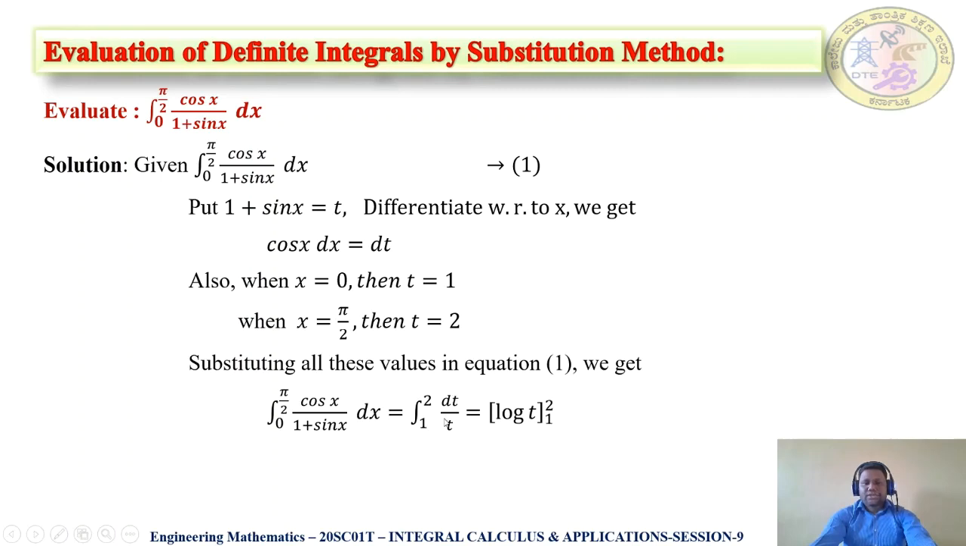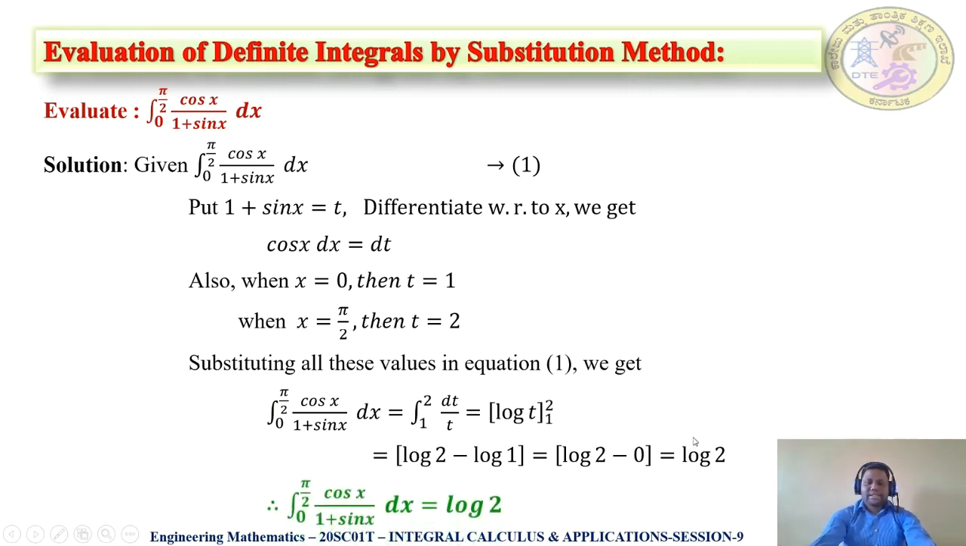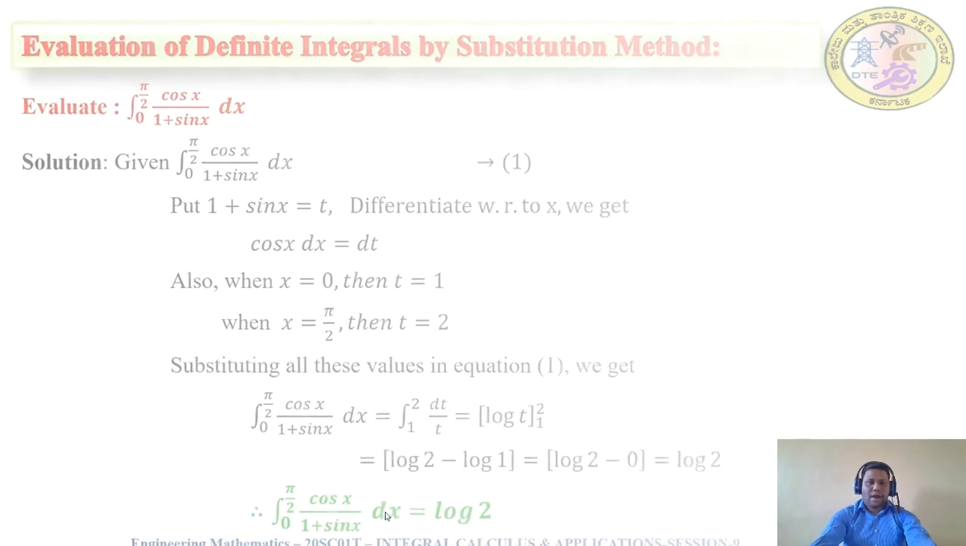And then integration of 1 by t is log t between the limits 1 to 2. Then if you apply upper limit, it is 2, and lower limit is 1. Therefore, log 2 minus log 1. Log 2 we will keep as it is, and log 1 value is 0. So we get the final answer is log 2. That is, integration from 0 to pi by 2 cos x by 1 plus sin x dx is log 2.